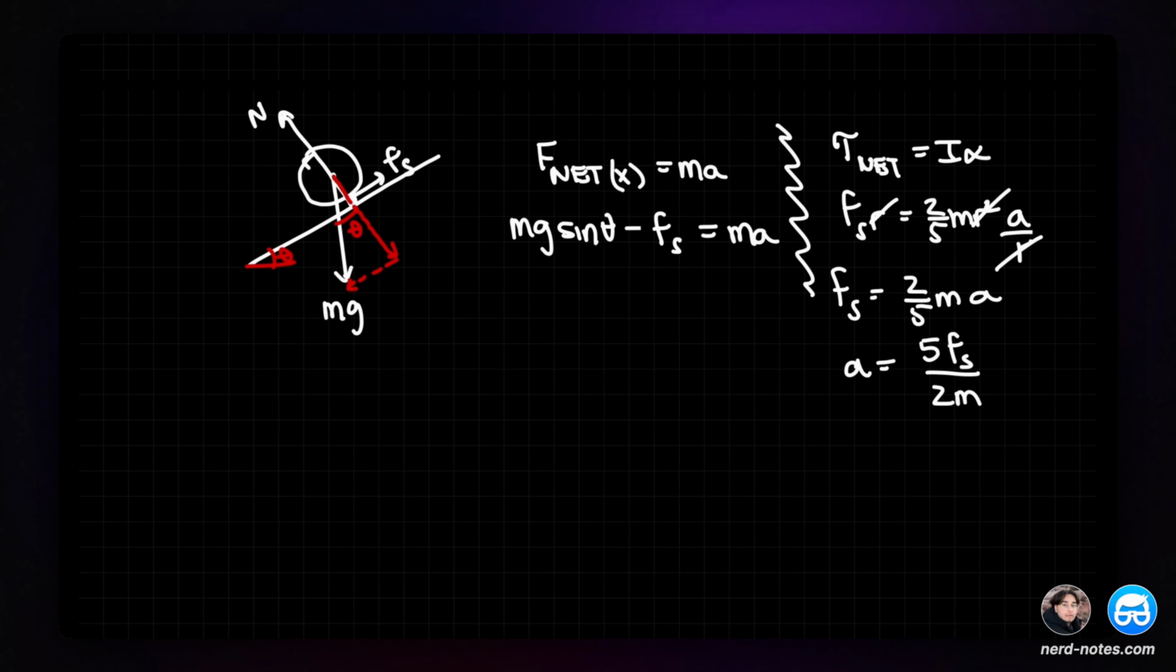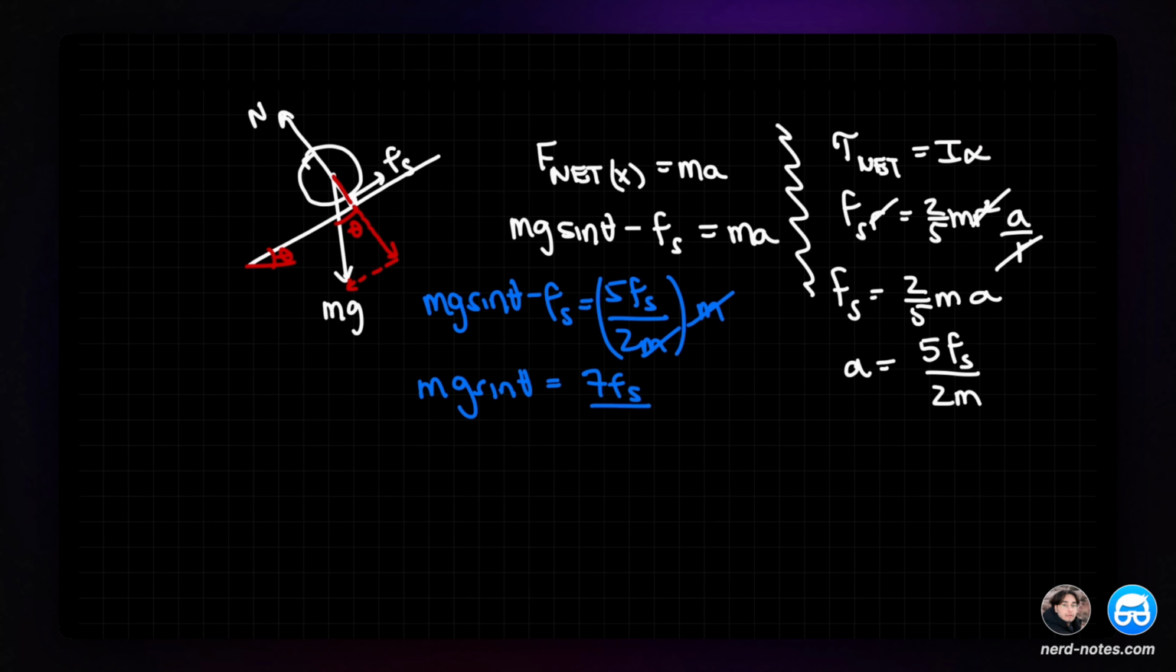Let's start doing this in a different color now. So mg sine of theta minus Fs is equal to 5 Fs over 2m times the mass. The masses cancel out here. Then I can say mg sine of theta is equal to, and I can move Fs to the other side, 7 Fs over 2. Now I can start to replace Fs with the formula for static friction, mu times n, so mu times the normal force.